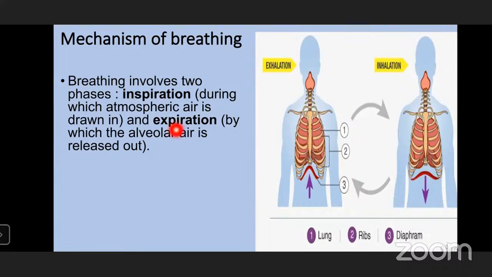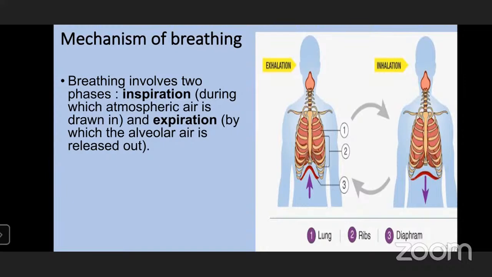So breathing involves two phases: inhalation and exhalation. Inhalation, during which atmospheric air is drawn in, that is atmospheric air is taken in, and expiration, by which the alveolar air is released outside.